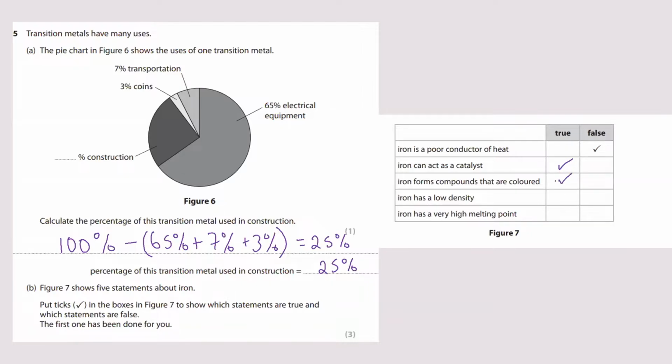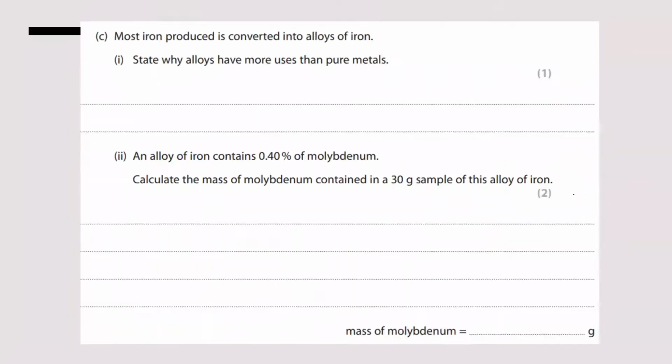So true. Iron has a low density. No, false. Iron has a very high melting point. So it's one of the transition metals that's going to have it. Yeah. Okay, so 3 marks. That's quite a nice question.